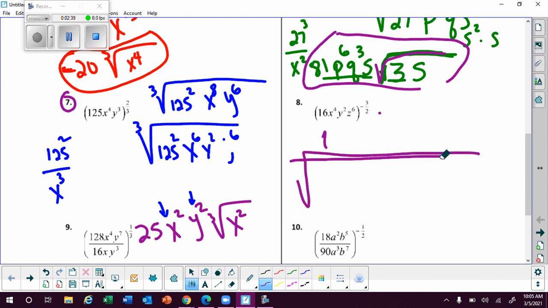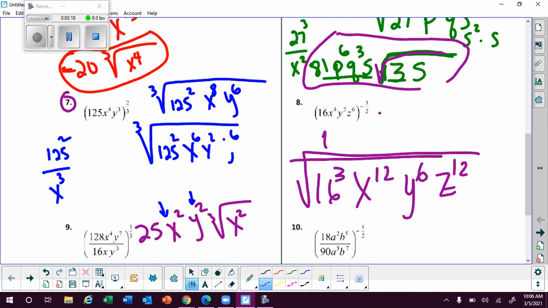So this is what it should be, right? 16 cubed. 3 times 4 is x to the power of 12. y squared times 3 is y to the power of 6. z to the power of 6 times 3 is 12. Okay, so this is what it needs to look like when I'm putting it. So this is 1 over the square root of 16 cubed, x to the power of 12, y to the power of 6, and z to the power of 12.